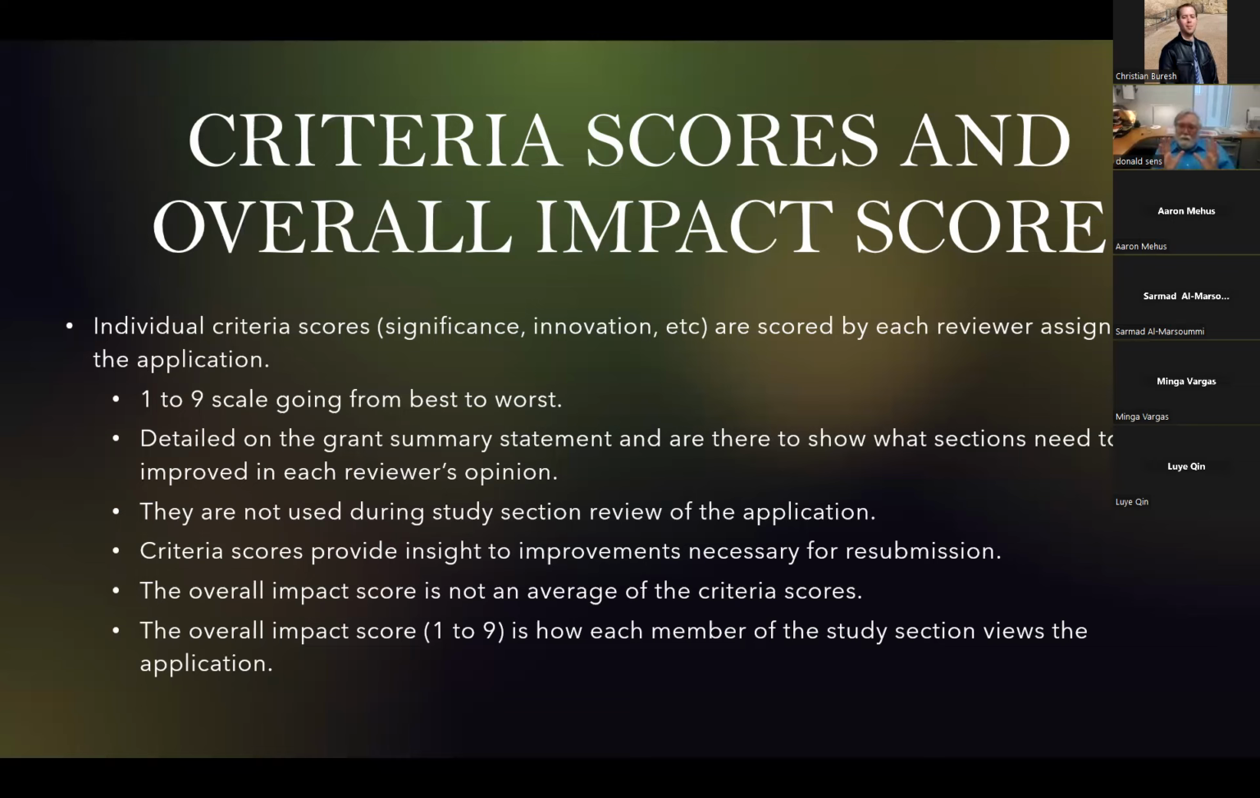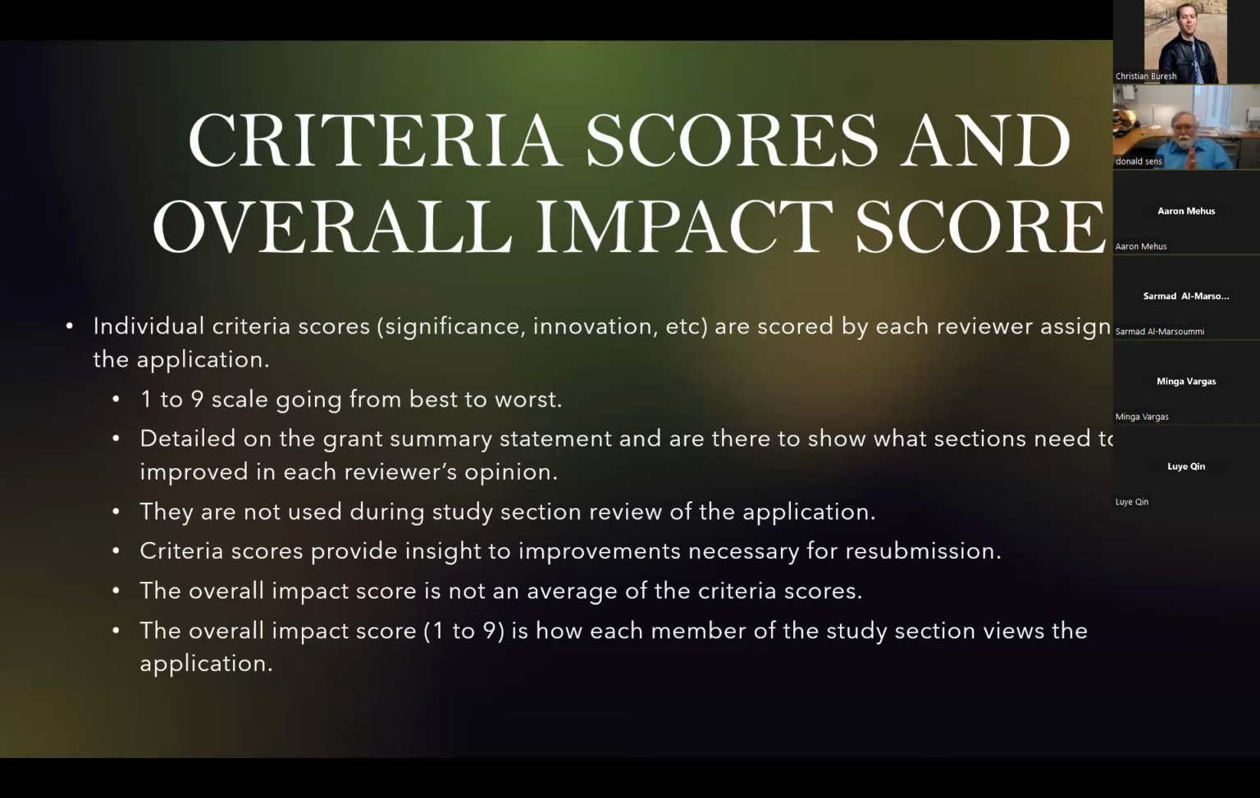And these criteria scores, when you see them on your study section summary, your impact score is not an average of those. What people get confused about is they'll look at their criteria scores, add the numbers up, divide it by 5, and say, well, gee, I should have gotten a 2.5 on this application. And it doesn't work like that.